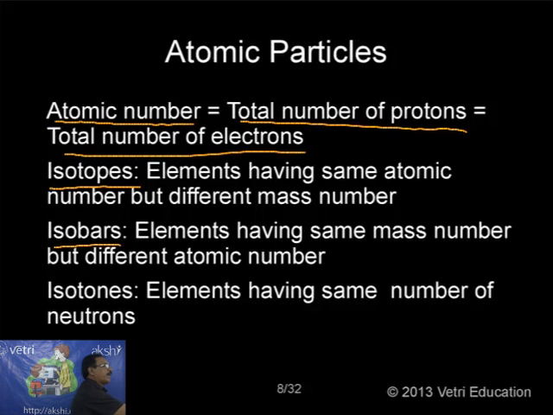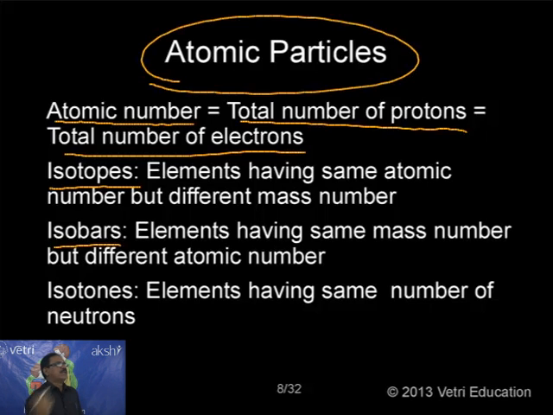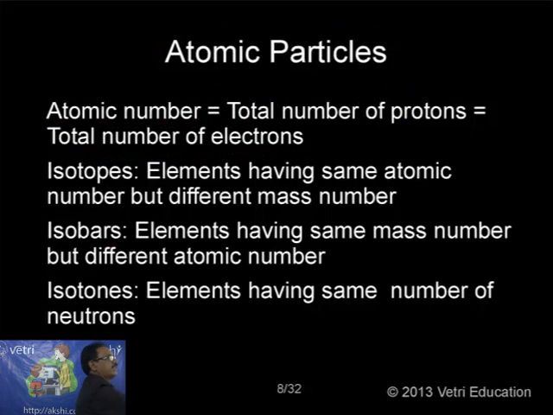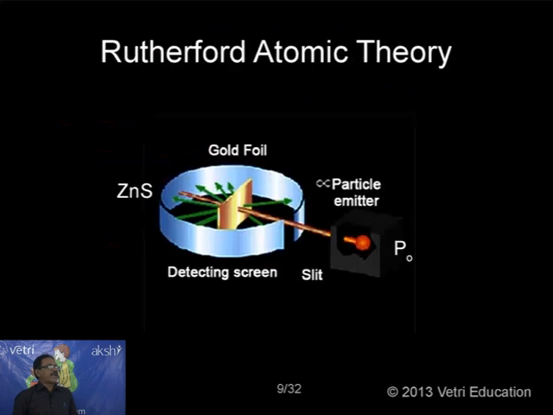Coming to the atomic particles, you must know this is actually, after discussion, the modern theory. Let me come back to the next theory. Rutherford's atomic theory is supposed to be a systematic theory based on experimental evidence. This is the first theory proposed based on experimental results. This is the most important information.